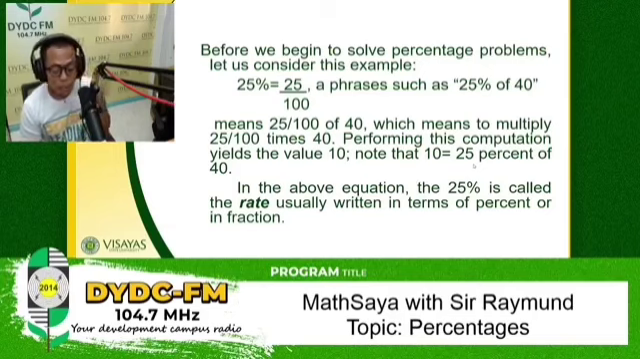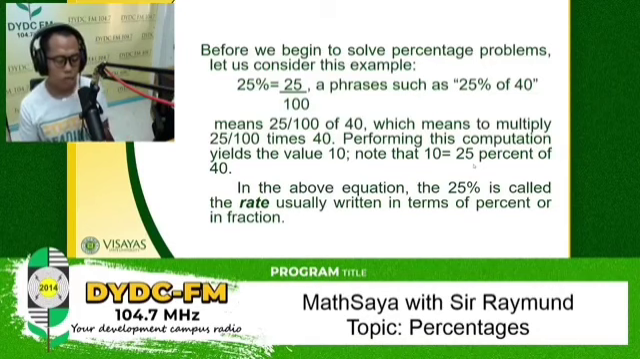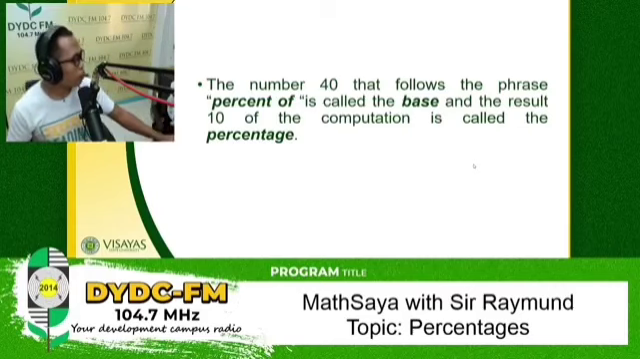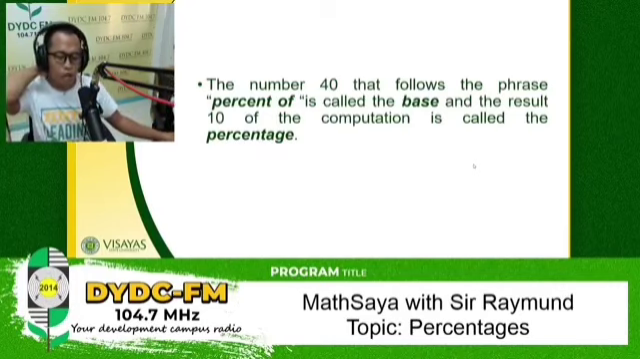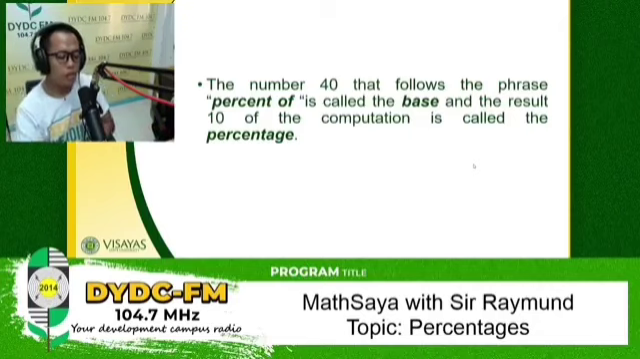Meaning, 25% of 40 is 10. Alright? So in the above equation, the 25% is called the rate, usually written in terms of percent or in fraction. The number 40 that follows the phrase percent of is called the base, and the result 10 of the computation is called the percentage. Okay, so those are the different parts of the percentage. The percent symbol is the rate, 40 is the base, and the answer 10 is your percentage.